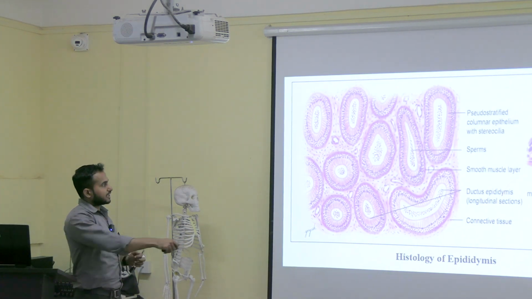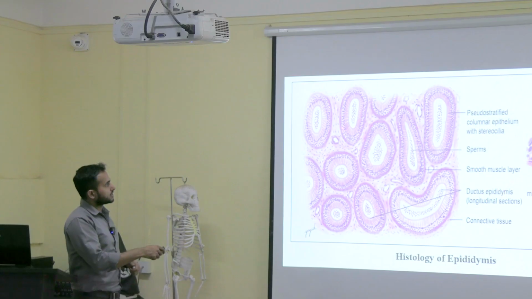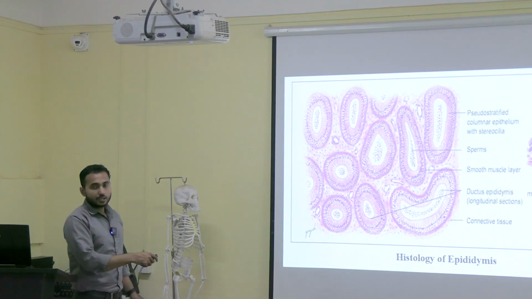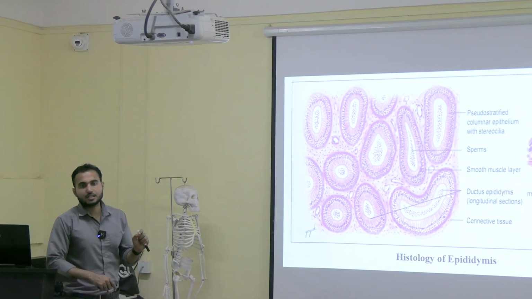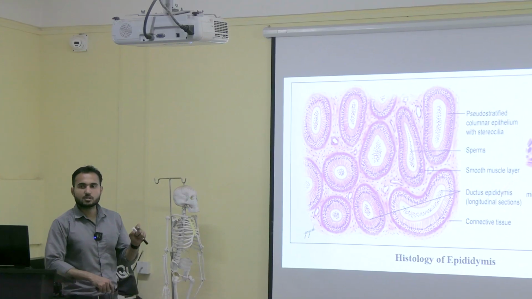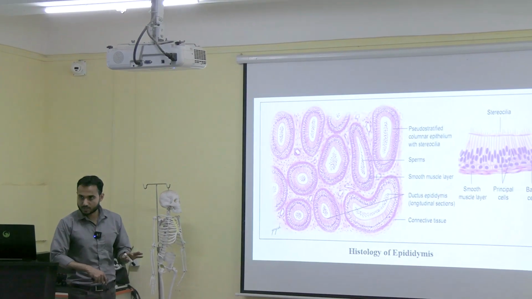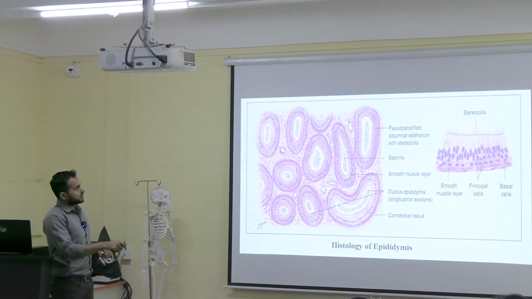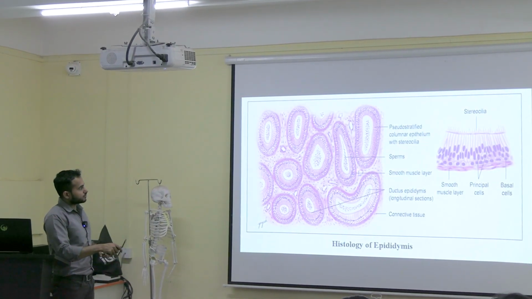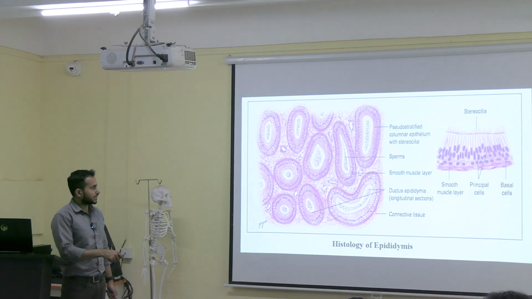Okay, now come back to this particular part. So here you can see these are the cut sections. See, these are the cut sections. Now here you can see pseudostratified columnar epithelium with stereocilia. Now you have to mention that stereocilia is only present in the principal cells. In basal cells, these stereocilia are absent. Okay. Next, you can see the smooth muscle layer. Okay, see, this is the smooth muscle layer. And then here in between the cut sections, we are getting the connective tissue.